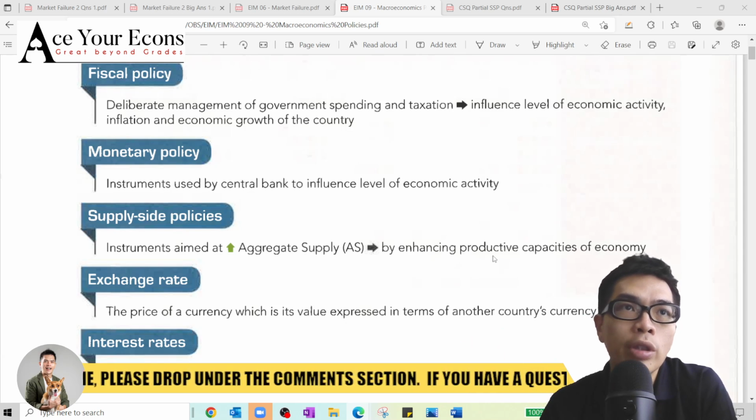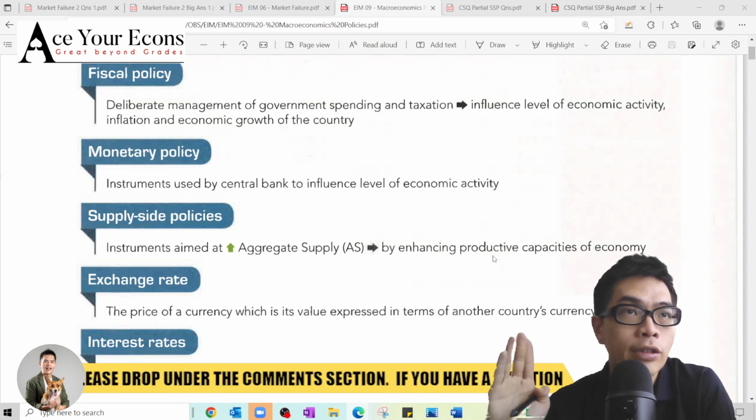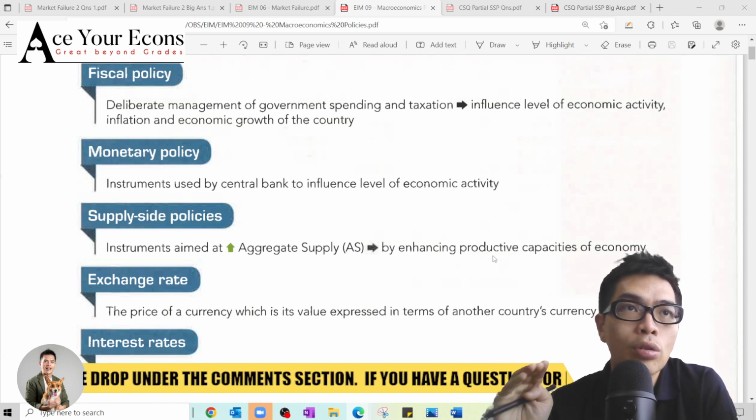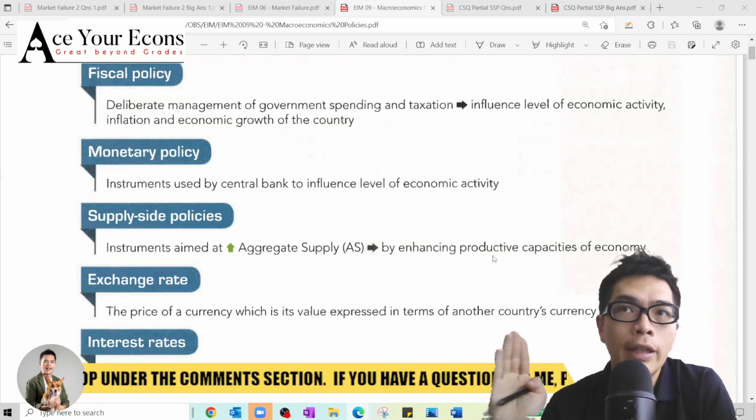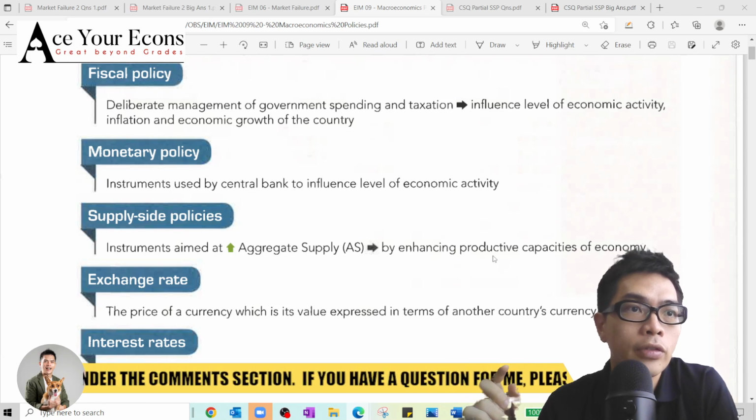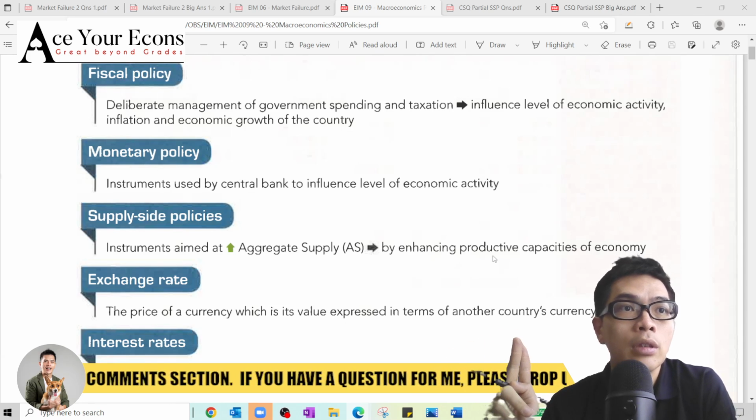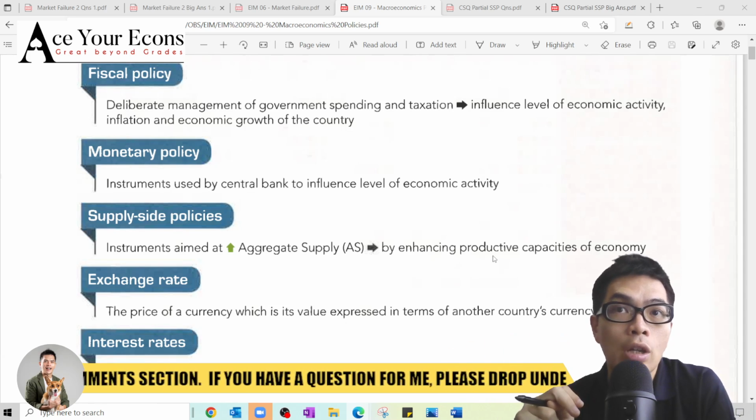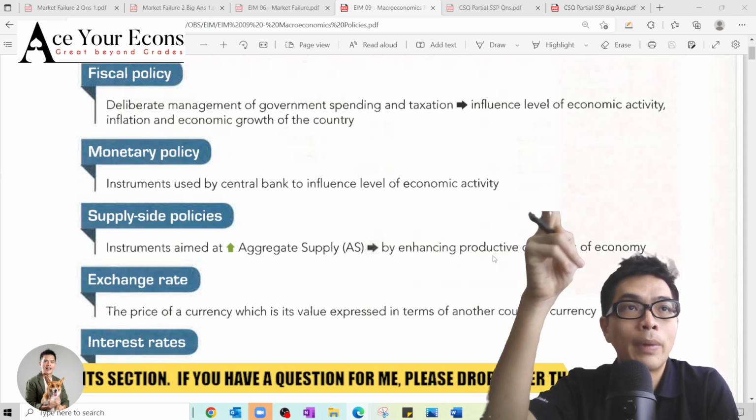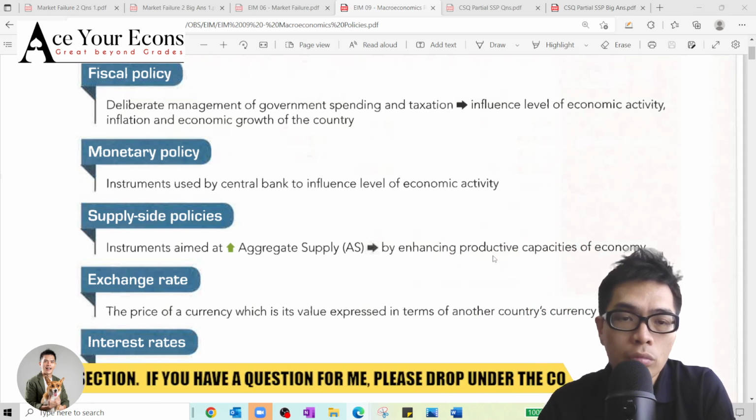My RI students probably don't use LRAS and SRAS. So all you need to do is to focus on the horizontal and the vertical part of the AS curve. So the illustration will be the same. Is everyone clear? Focus on LR then SR, or focus on the vertical part then the horizontal part.